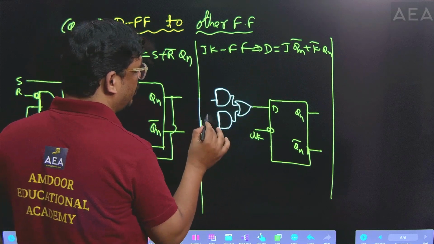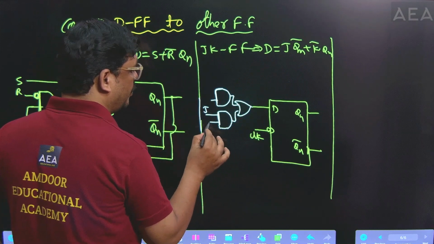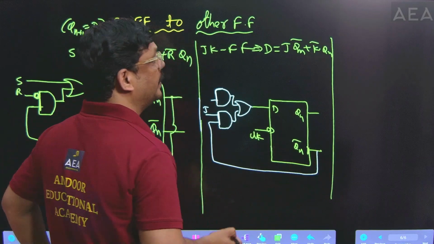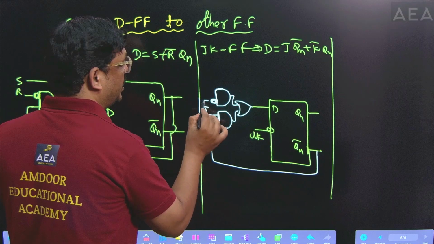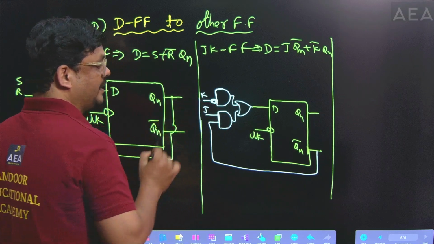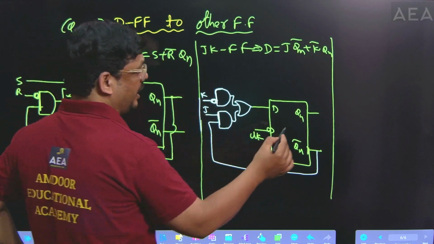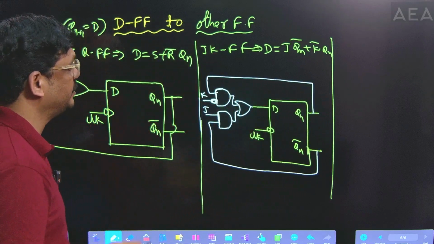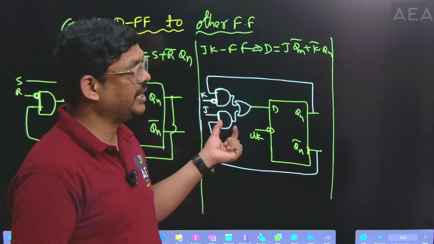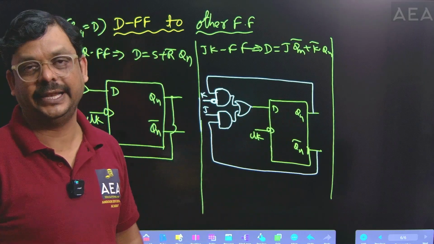J Qn bar we require. So J input I am connecting here. Qn bar directly connect here. And K bar Qn. For K bar, draw one bubble like this at K. The bubble indicates K bar, and Qn directly connects here. So this acts as a JK flip-flop. This JK flip-flop is designed from the delay flip-flop.